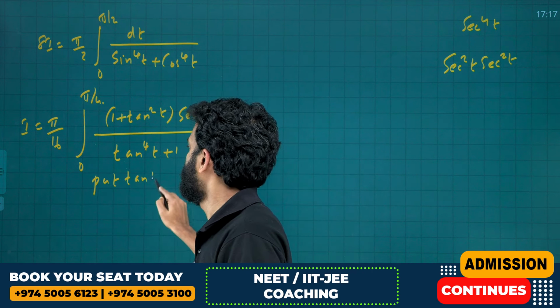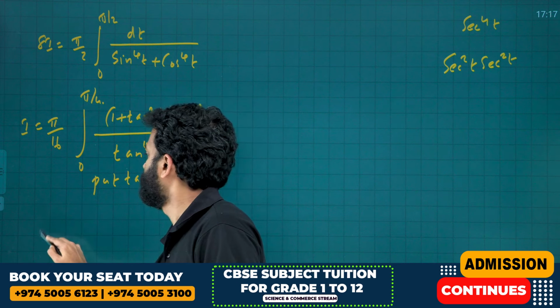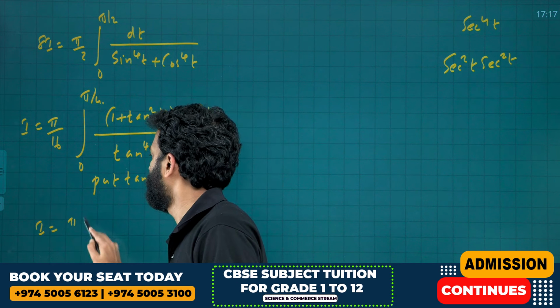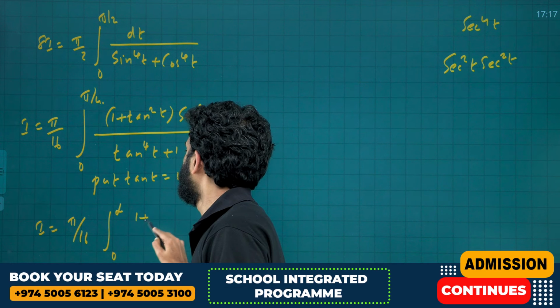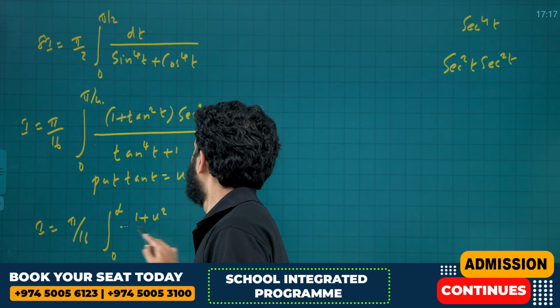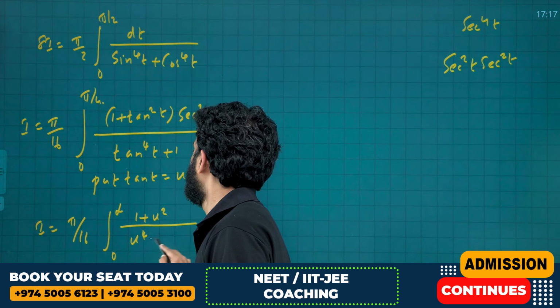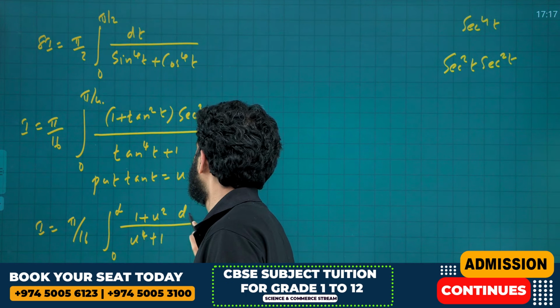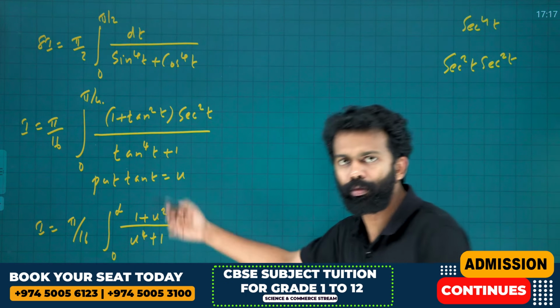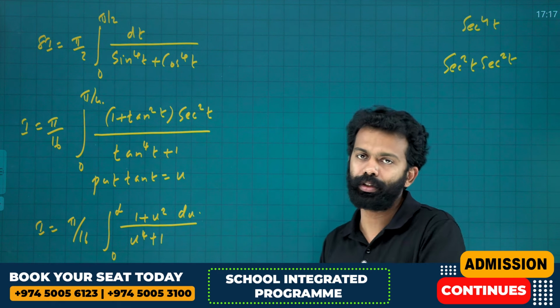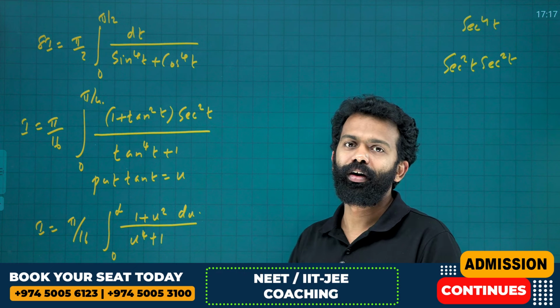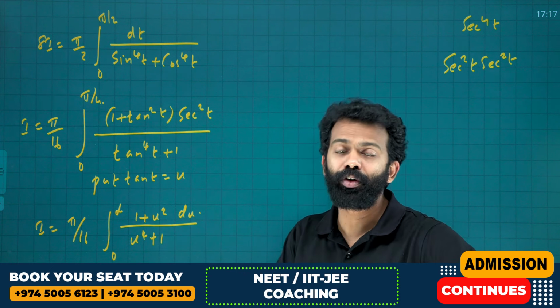Put tan t is equal to u, that is I will be equal to pi by 16 times the integral from 0 to infinity of 1 plus u square divided by u raised to 4 plus 1 into du. It will be like this. The upper limit will be infinity, that is tan pi by 2 is infinity. Lower limit, that is tan 0 is equal to 0. So what will you do from here?